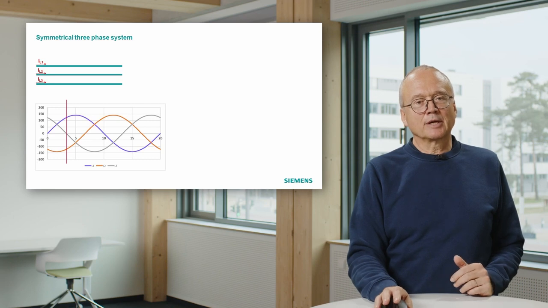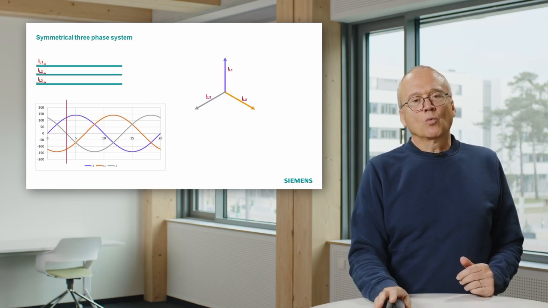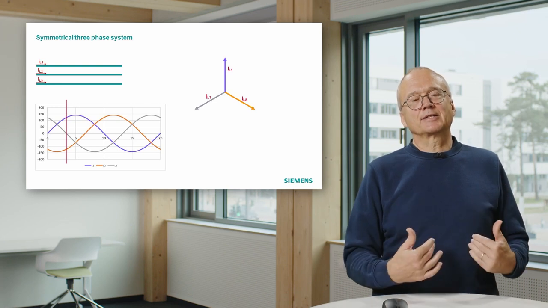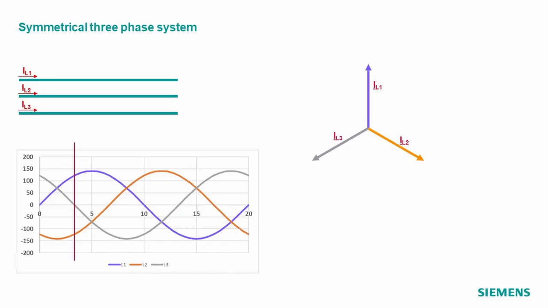But let's come back to the drawing with arrows. What we often do in electrical engineering, instead of using these sine waves, we draw arrows. That means the length of the arrow, look at this purple arrow for instance, indicates the amplitude of the sine wave, and the angle of the arrow indicates the phase shift. And in this case, vertical means phase shift zero. Then you see the orange arrow has a phase shift of 120 degrees. And the gray arrow has another phase shift of 120 degrees.